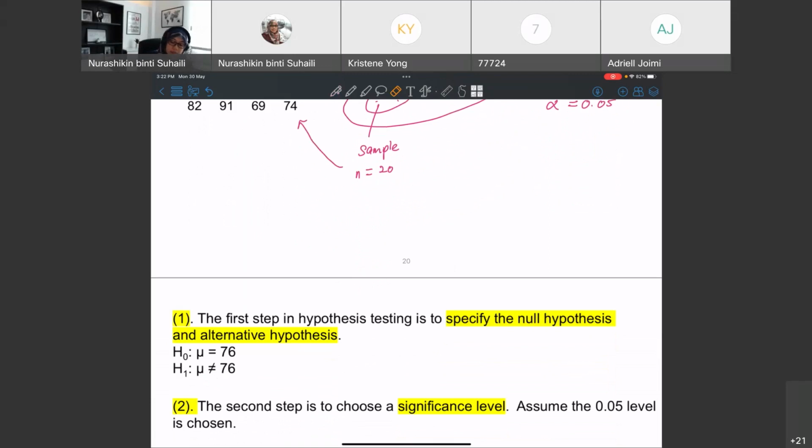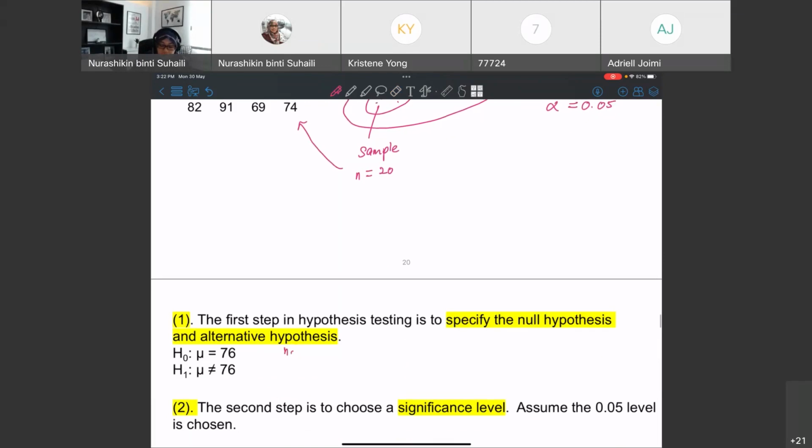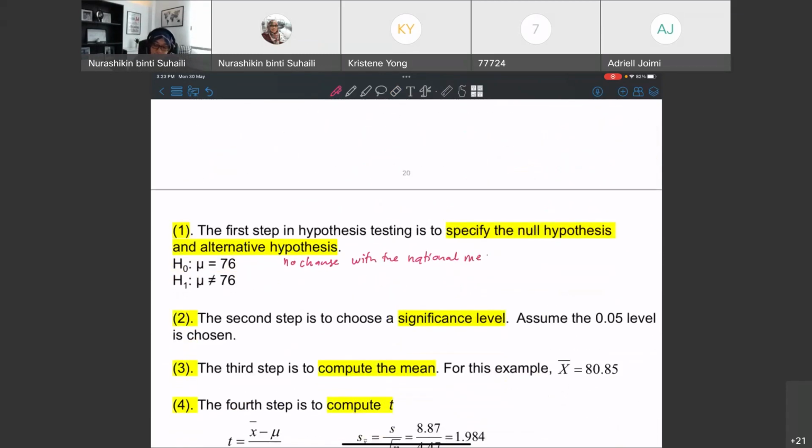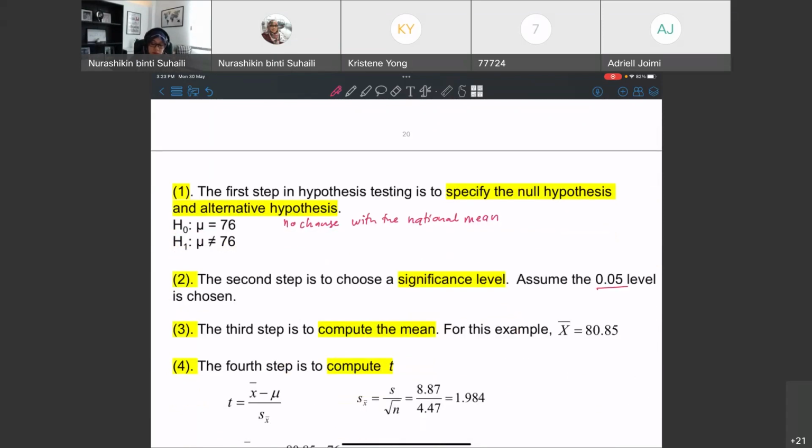So for your hypothesis, the null hypothesis is equal to 76, or there is no change with the national score, the national mean. If you want to write in a sentence, no change, no difference. Whereas for the alternative, there is a change, it's not equal to 76. Okay. So the second step is to choose the level. So assume 0.05, or you can choose 0.01. It's up to you, since it's not given in the question.